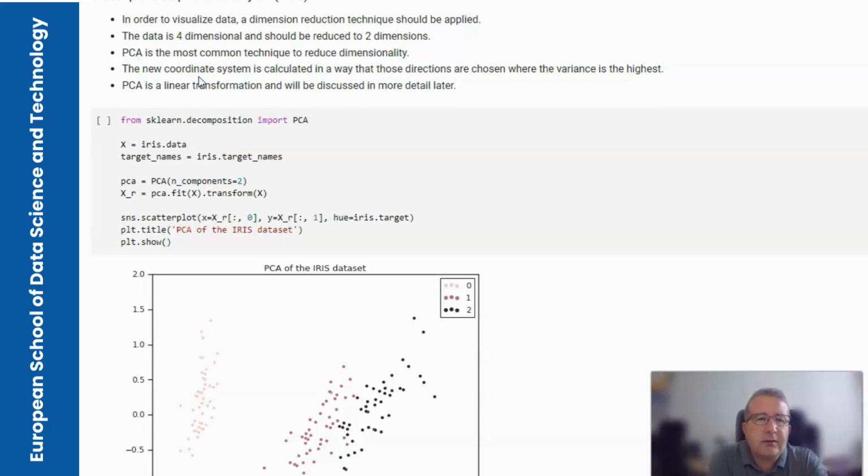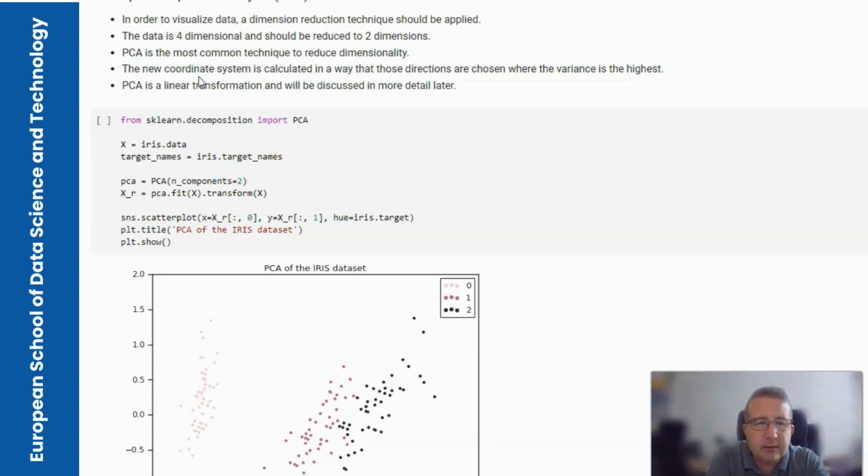It calculates a new coordinate system in a way that it inserts a hyperplane. If we project to 2 dimensions, then it's a plane. It inserts a plane into the space, and then it projects the points to the plane. And the question is how to position this plane. So the answer is that we position this plane in a way that the variance of the projected sample is the highest.